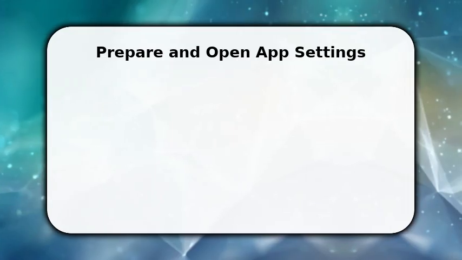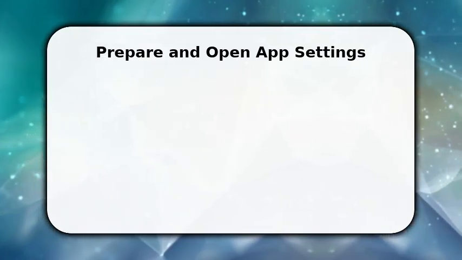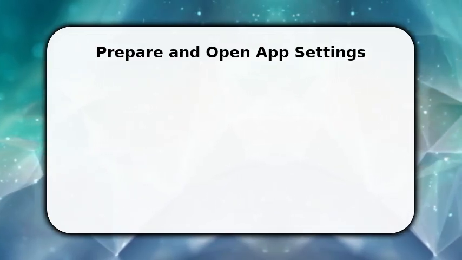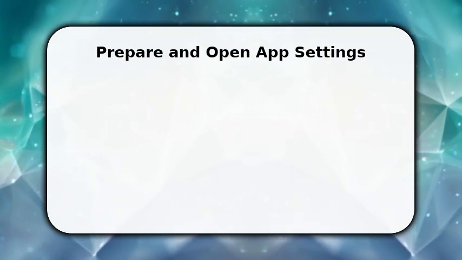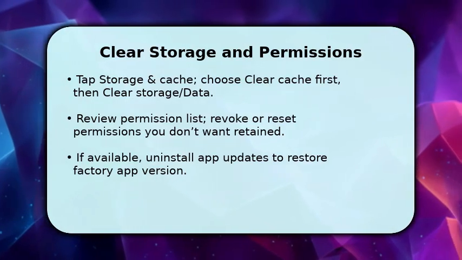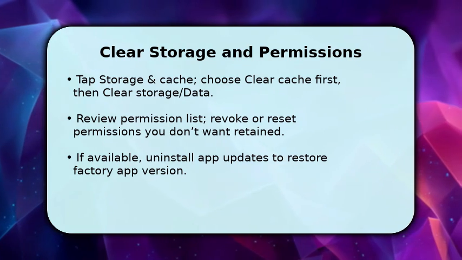Once done, you'll see options like Storage, Permissions, and Force Stop. Make sure you have Device Unlock access because you'll confirm destructive actions in the next steps. You'll now remove the app's stored data and revoke permissions to fully reset behavior.